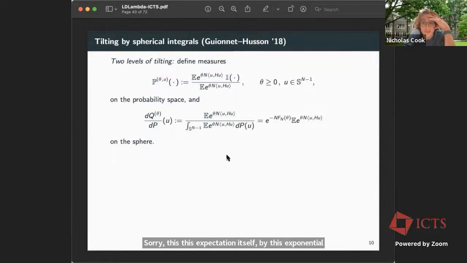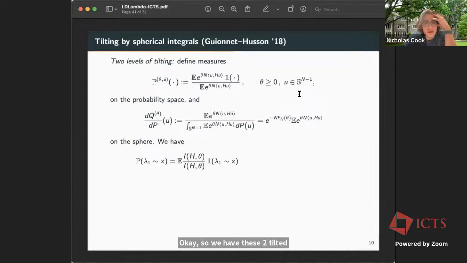That's for fixed U. And the normalizing factor here is nothing but one over the annealed free energy, one over the expected spherical integral. So this is e to the minus n times the free energy. So we have these two tilted measures. This will be kind of like in Cramér's theorem, so we can estimate this probability. We multiply and divide by this tilting factor. As I said, this function is essentially determined.